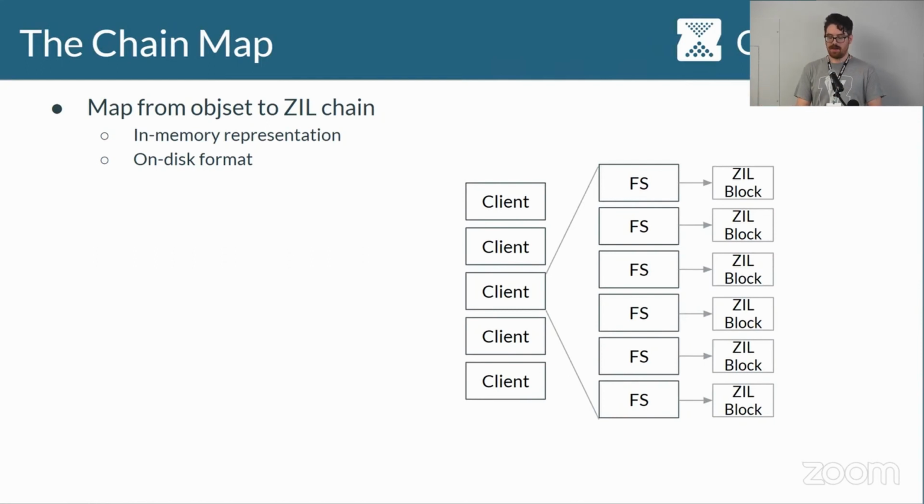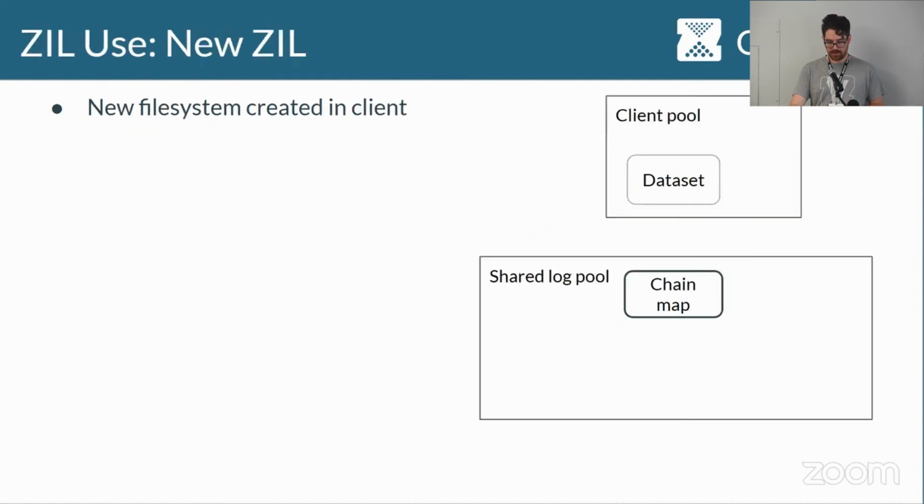The on-disk format is ZAP, where the key is the pool GUID and the file system ID, and the value is the block. And so this data structure is created when you create the shared log pool and populated as part of normal operation. So let's talk a little bit about that.